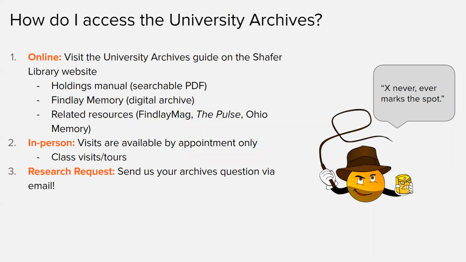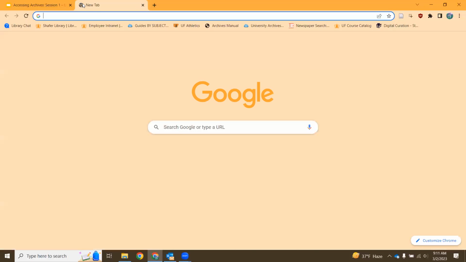So how do you access the university archives? There are a couple of different ways. The first way is to visit the University Archives Guide on the Schaefer Library website. In the words of Indiana Jones, X never really marks the spot. Sometimes you have to do some digging, but we try our best to make our stuff as accessible as possible. I'll show you where you can find the website, where we have a holdings manual, a link to Findlay Memory, and other related resources.